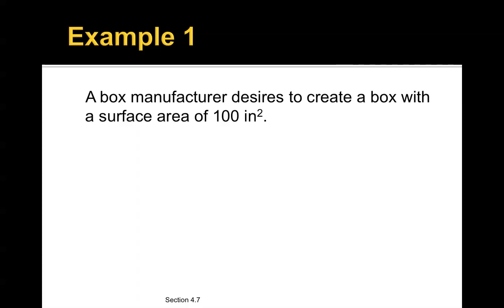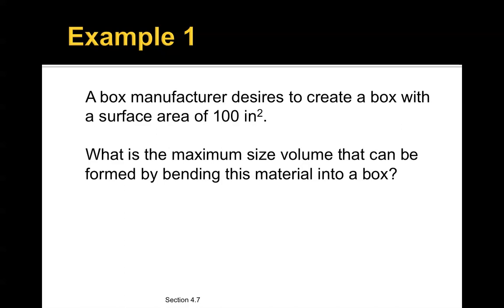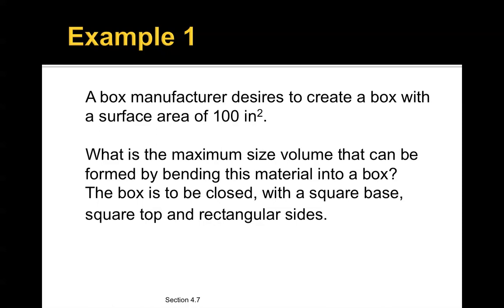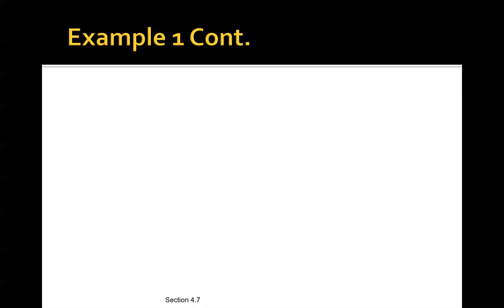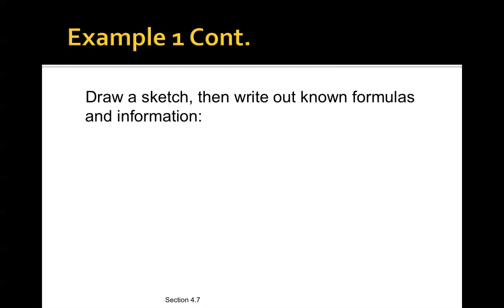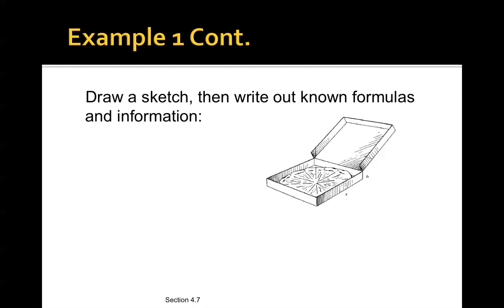So, a box manufacturer desires to create a box with a surface area of 100 inches squared. What is the maximum volume that can be formed by bending this material into a box? The box is to be closed with a square base, square top, and rectangular sides. So draw a sketch, then write out known formulas and information. So there's our pizza box.